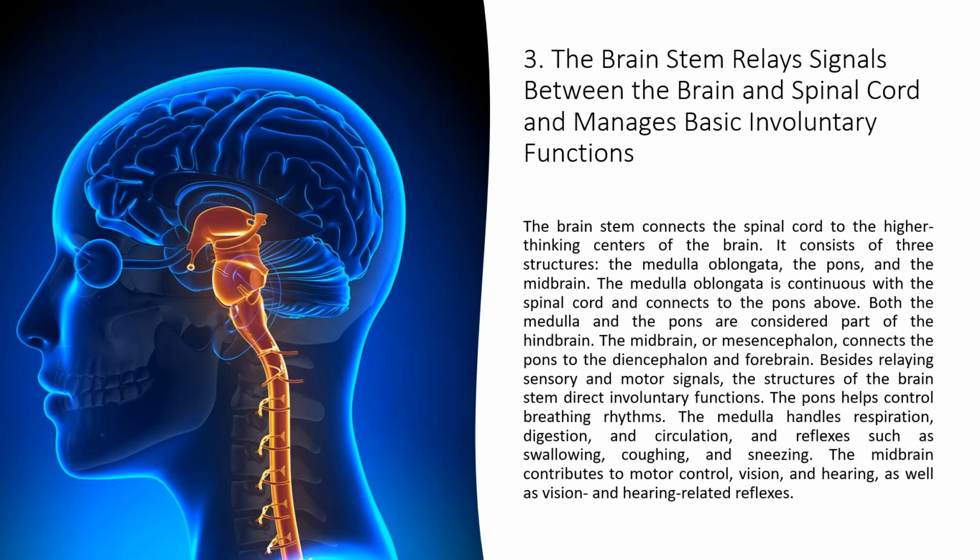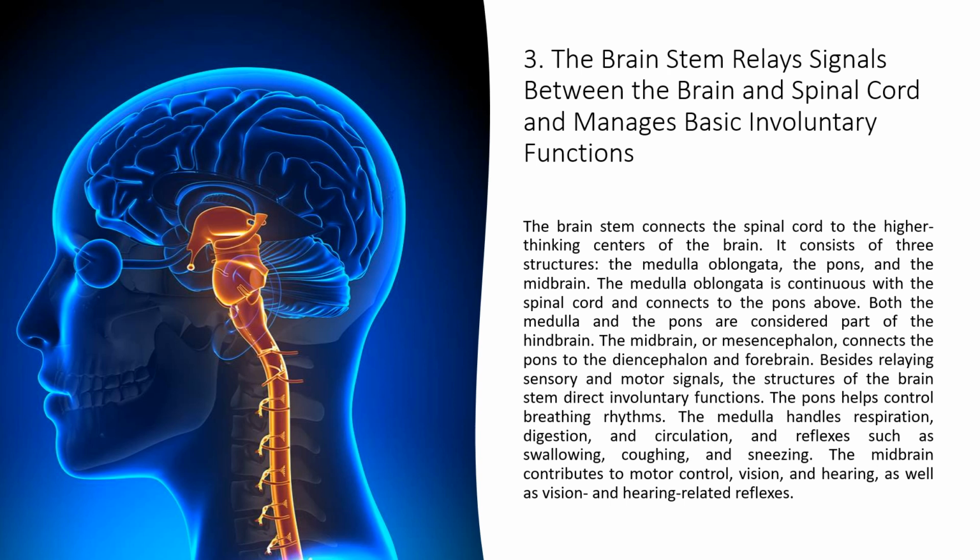Now let's talk about the brainstem. The brainstem relays signals between the brain and spinal cord and manages basic involuntary functions. The brainstem connects the spinal cord to the higher thinking centers of the brain. It consists of three structures: the medulla oblongata, the pons, and the midbrain. The medulla oblongata is continuous with the spinal cord and connects to the pons above. Both the medulla and the pons are considered part of the hindbrain.